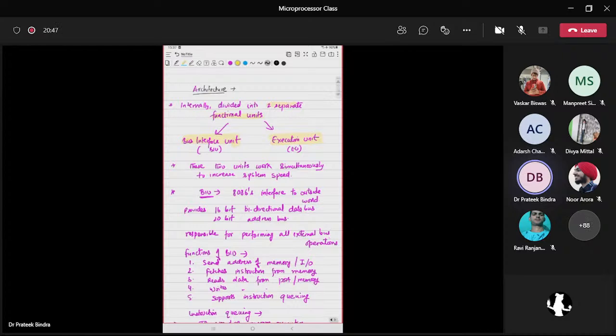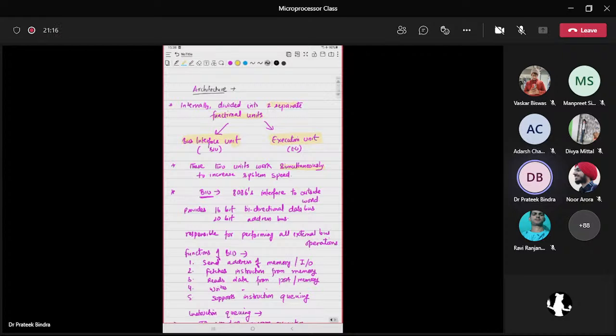So why did we divide it? Because these two units will work simultaneously, and that increases your system speed. We will see what this simultaneous working means, just for this part. But for the timing, you have to remember that these two units work simultaneously, and when you work simultaneously, no doubt your speed is going to increase, right?